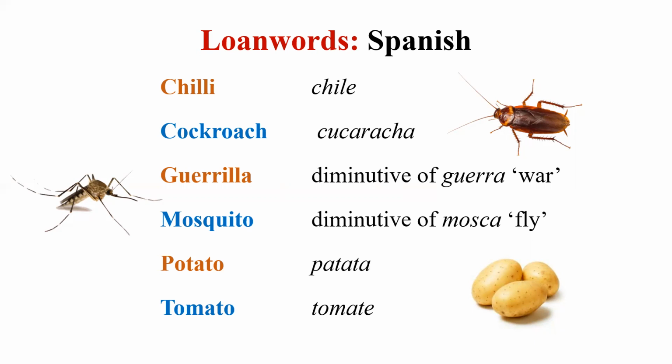Okay, but remember here, Spanish is easy to remember because most of the words here end with O: mosquito, potato, and tomato. And also remember chili, cockroach, and gorilla. So gorilla here refers to guerrilla warfare, a form of war.